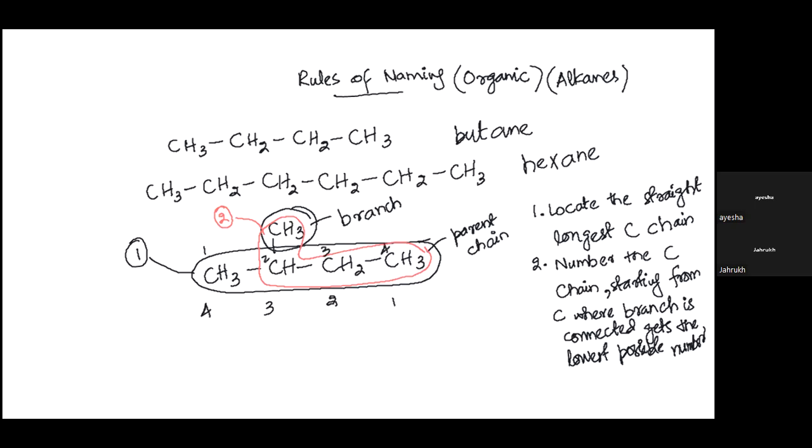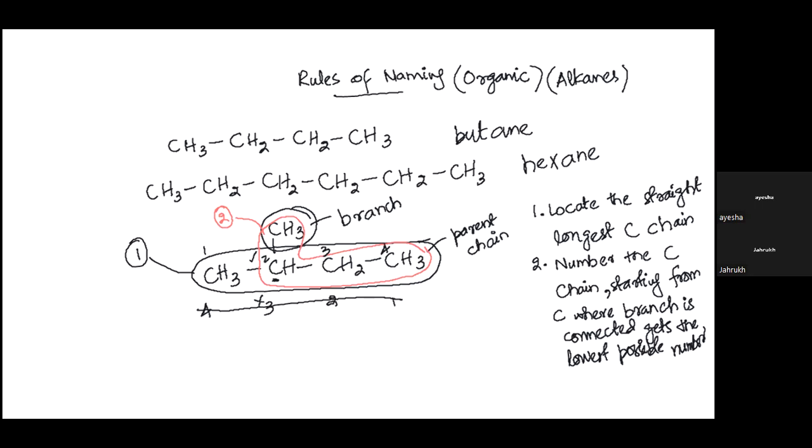This is the carbon where the branch is connected in the case of black. So if this gets number 2, this is correct. If this gets number 3, this is wrong. So this numbering is wrong. Remember, the carbon where the branch is connected should get the lowest possible number. So this carbon is the most important one. This should get the lowest possible number. If it gets number 3, that's not the right numbering. If it gets number 2, that's the right numbering.